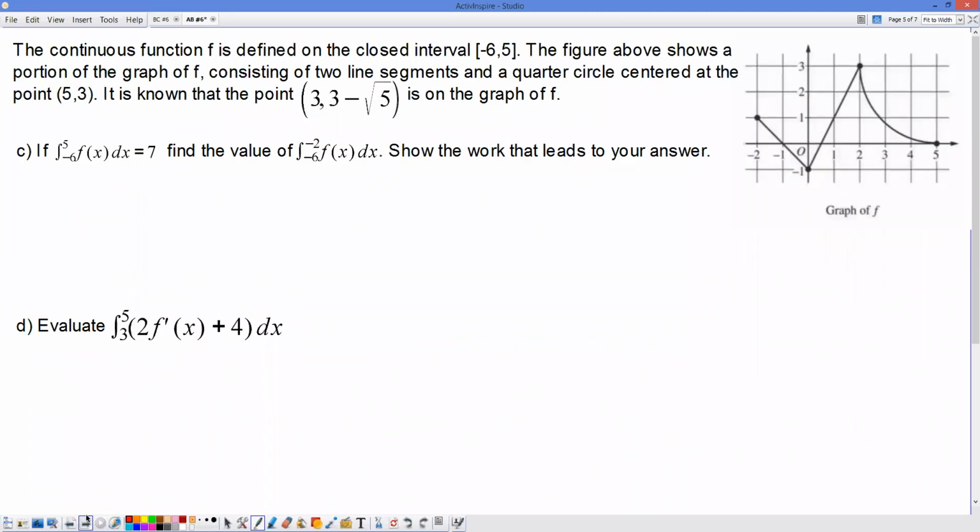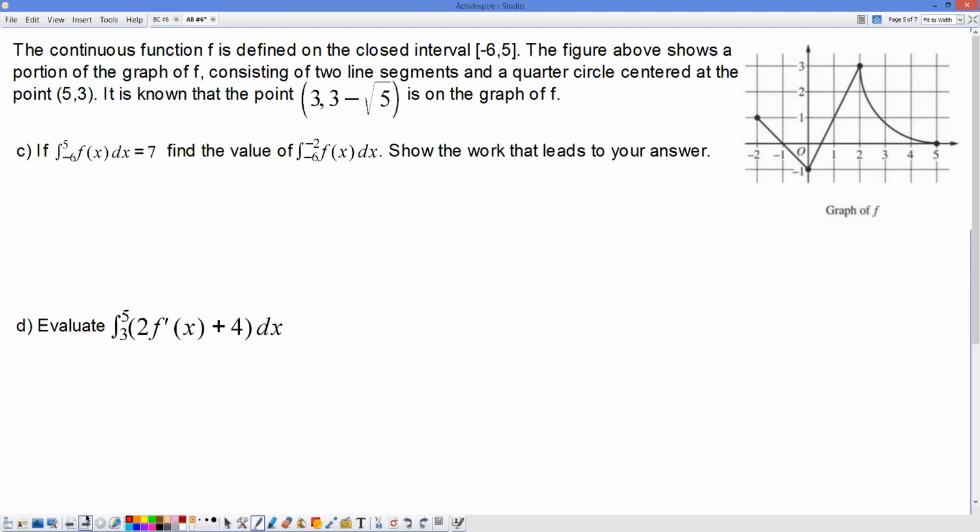So part C totally disregards everything from parts A and B, has nothing to do with it. It gives us this new graph, a graph of F. It gives us some information about it: we've got a couple of line segments and a quarter circle, and there's a specific point 3, 3 minus root 5 on the graph. It asks us to find the value of the integral from -6 to -2 of F, given that the integral from -6 to 5 is equal to 7.